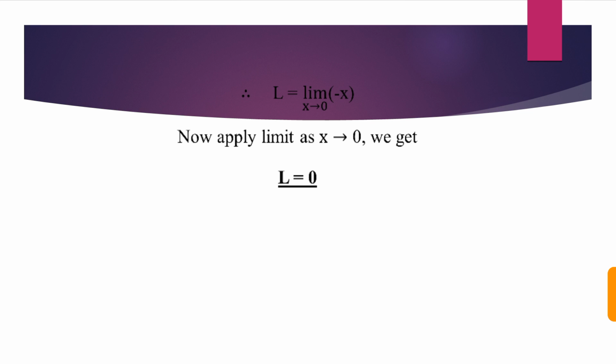This limit is simplified, and we'll get L is equal to limit x tends to 0 minus x. Now apply limit as x tends to 0, and we'll get the value of limit L is equal to 0. This is the true value of the given limit of the function.